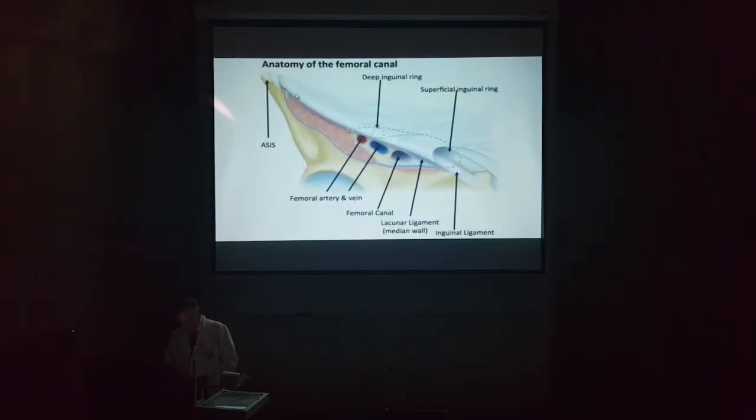What structure is this? This is inguinal ligament, deep inguinal ring, or internal, external. This is the way of indirect inguinal hernia. Inferior to the inguinal ligament, we have these structures. 1, 2, 3, 4. The most medial part is the lacunar ligament, which is an extension of the inguinal ligament.